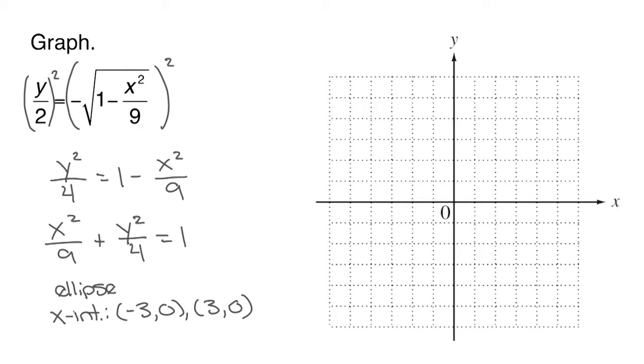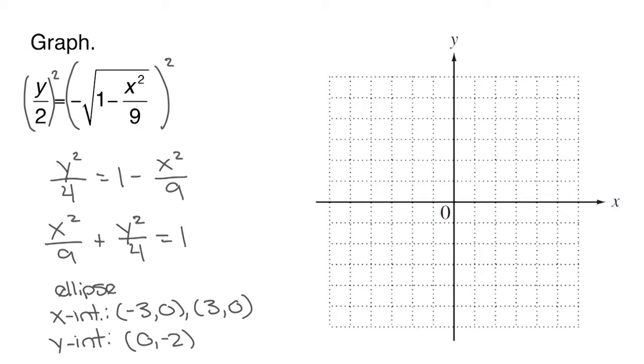Since square roots, our principal square roots, are always positive, the negative of that square root will always be negative. And therefore, in this equation, y cannot be positive. So we only have one y-intercept, and that is at 0, negative 2. So the original equation is the lower half of the ellipse.